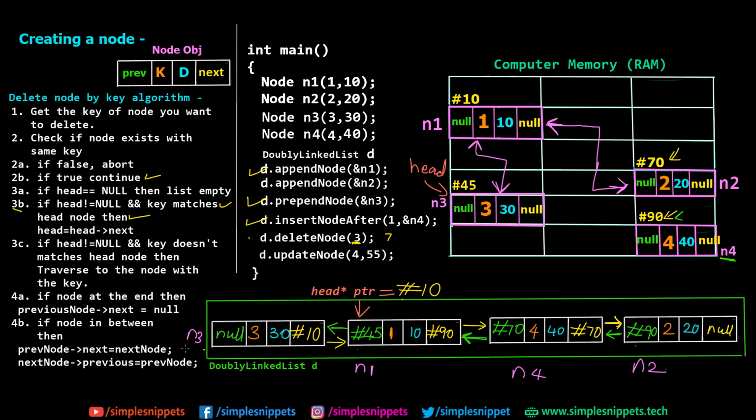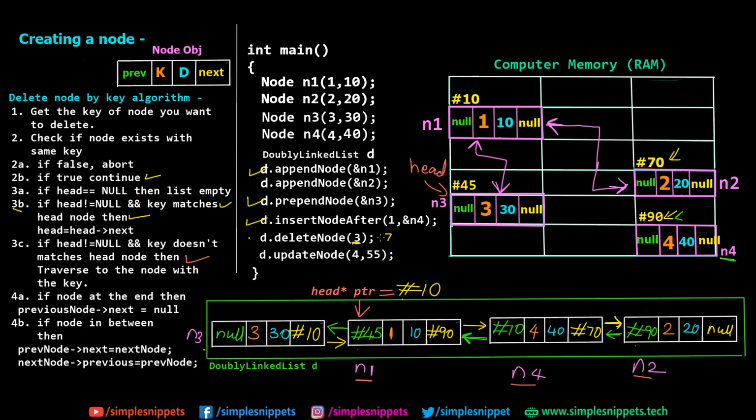So we did not delete this n3 object. We just changed the head pointer to point to n1. So the next time the doubly linked list will always start from n1, n4, n2. So we did not delete it. We just unlinked it. Okay. But this was only when the head pointer matched the basic node, right? So here you can see that the key that we passed directly matched n3. So this condition was true.